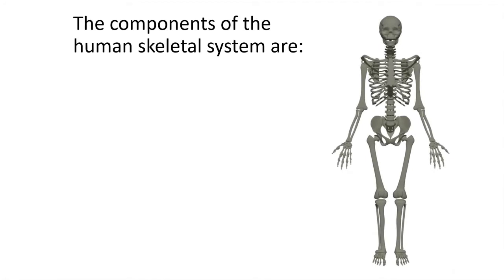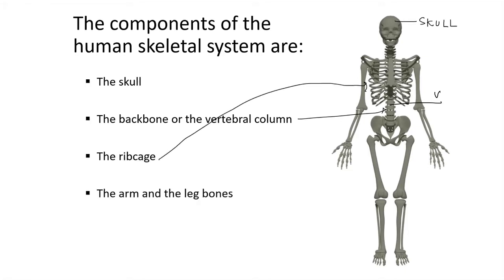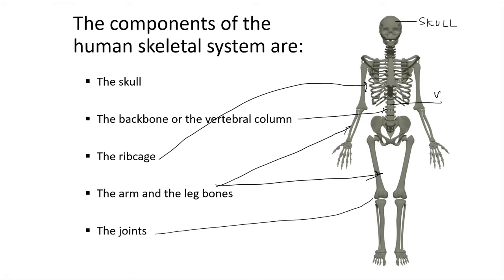Now you see the human skeleton here. So can you identify the components of the human skeletal system? The first one is the skull. The second one is the backbone or the vertebral column. This one is the rib cage, and these are the arm and leg bones. And in between, you can see these are the joints. We'll be learning about joints in the later part of the chapter, the different types of joints that we have in our body.